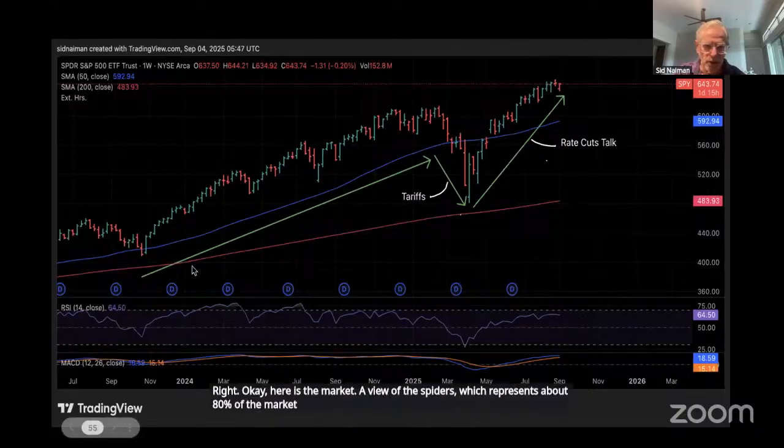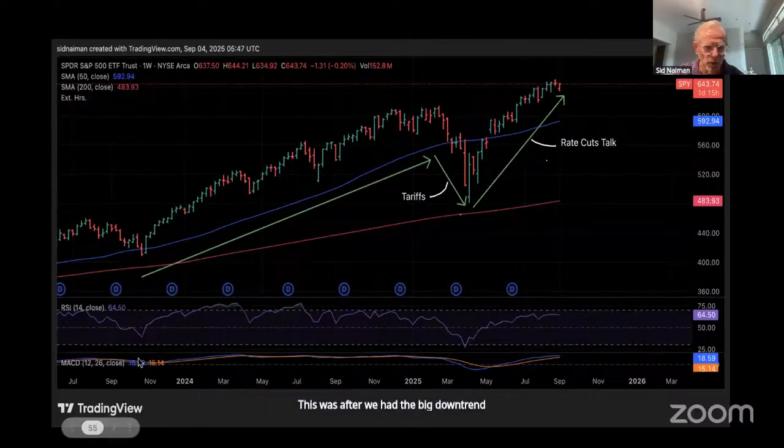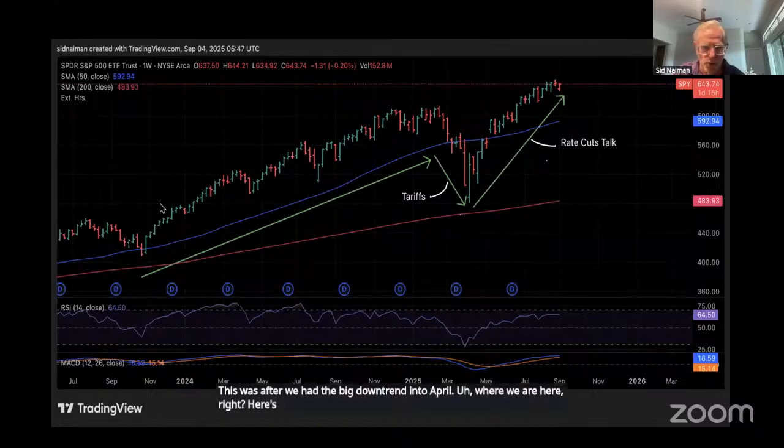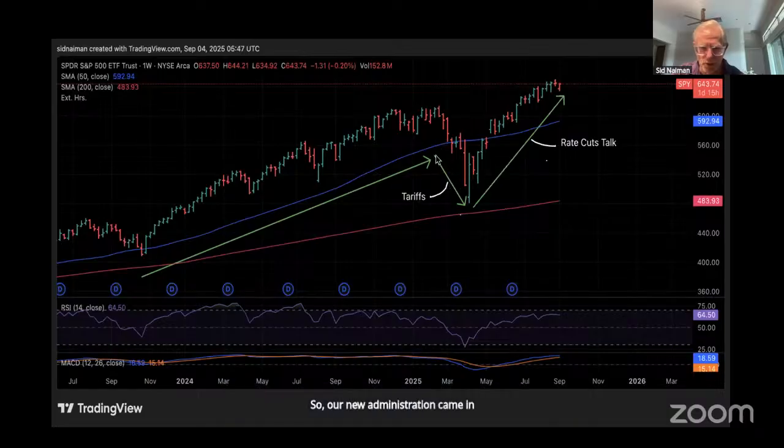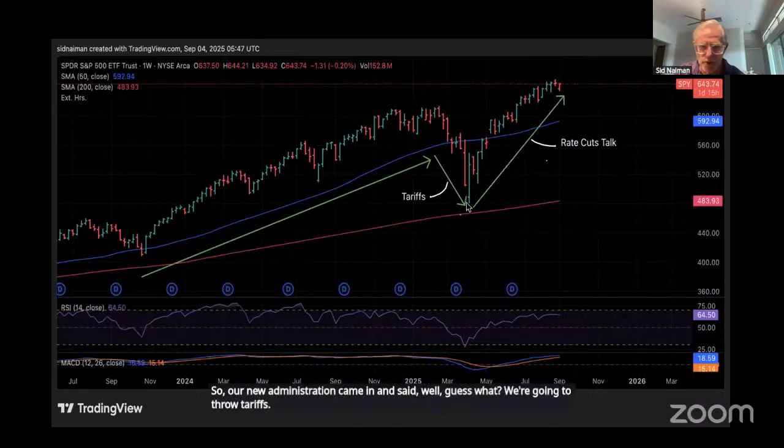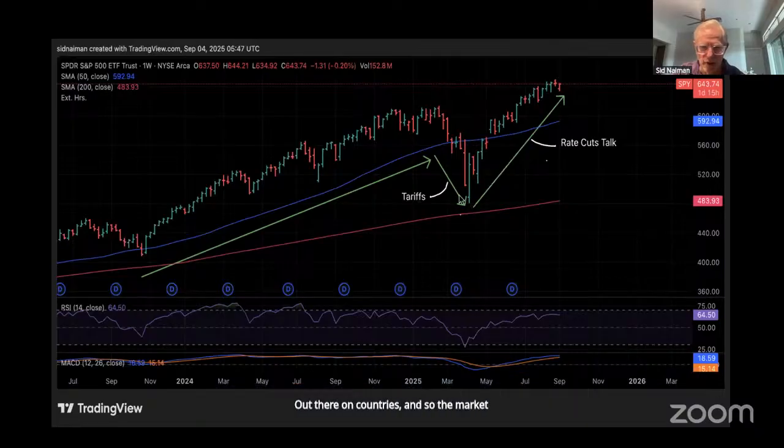Okay, here is the market, a view of the Spiders, which represents about 80% of the market. We see this long uptrend. This was after we had the big downtrend into April, where we are here, right? Here's the downtrend in April. So we had a long uptrend and a big downtrend in April because of tariffs. Our new administration came in and said, guess what? We're going to throw tariffs out there on countries. And the market didn't like that, and came back down.